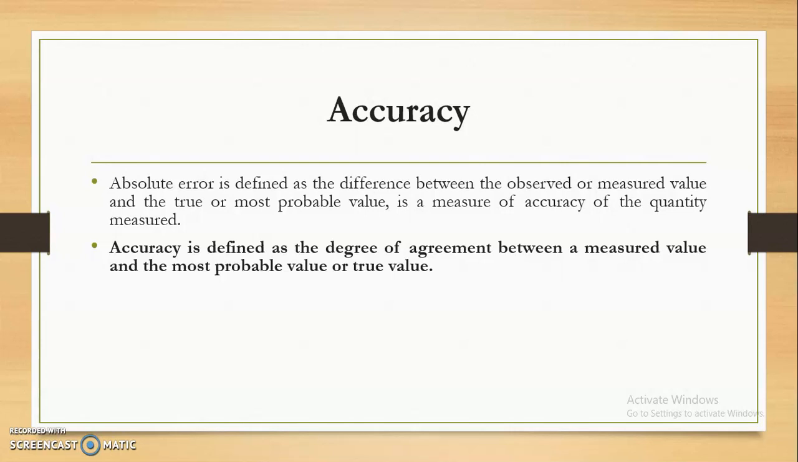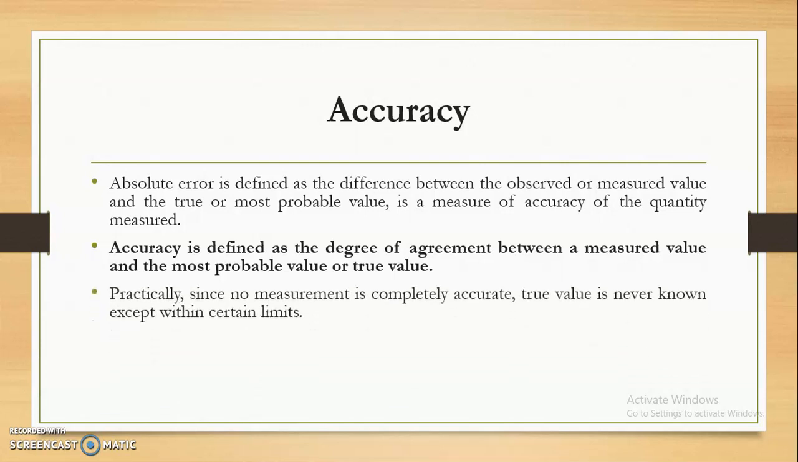Accuracy is defined as degree of agreement, meaning closeness. How close your results are to the most probable value or the true value, which is also known as the theoretical value. If the measured value is as close as possible to the true value, then that type of result or observation is considered accurate. So accuracy is defined as the degree of agreement between the measured value and the most probable value or the true value.